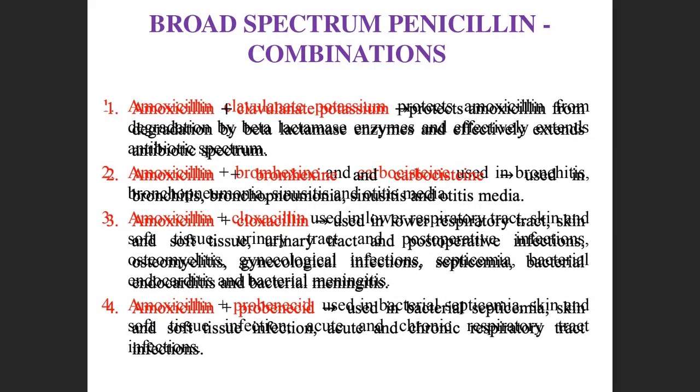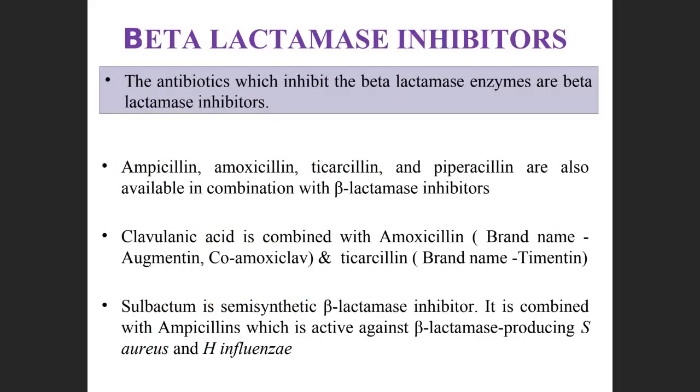Next, coming to the beta-lactamase inhibitors. As I told you, these are those drugs which will inhibit the beta-lactamase enzyme. So they can be combined with other drugs which cannot inhibit the beta-lactamase enzymes or which are sensitive to the beta-lactamase enzyme, such as it can be combined with ampicillin, amoxicillin, piperacillin, etc. You might have heard about the antibiotic that is augmentin, right? So augmentin is nothing but amoxicillin, but it is combined with clavulanic acid. Now what is clavulanic acid? Clavulanic acid is a beta-lactamase inhibitor. That is why amoxicillin is combined with clavulanic acid in order to protect amoxicillin from the harmful effect of beta-lactamase enzyme.